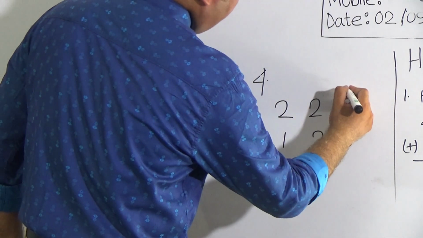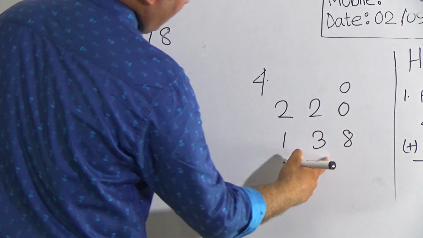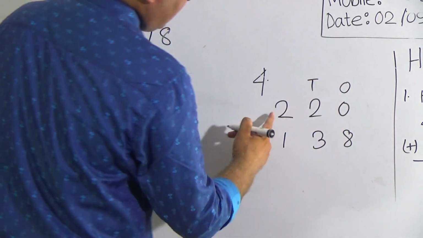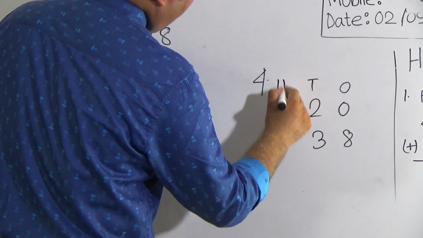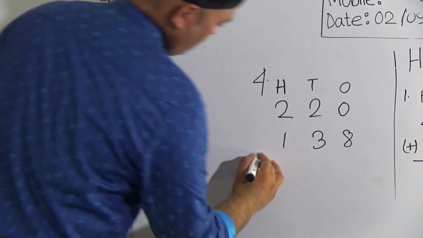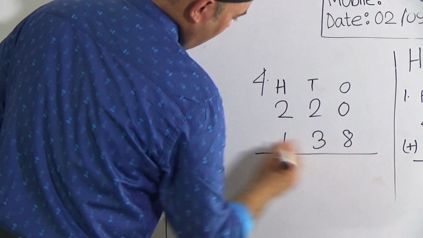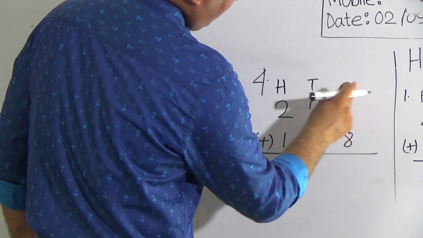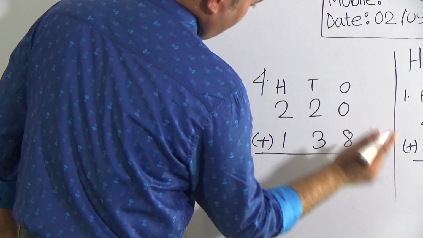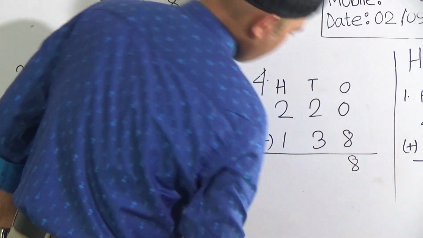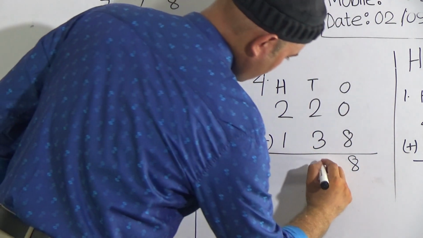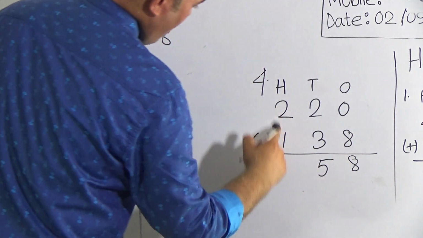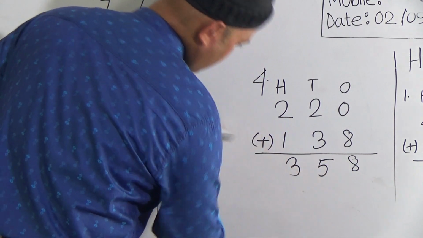And the last one: here the top number is 220 and the bottom number is 138. 0 and 8 are the 1's place digits, 2 and 3 are the 10's place digits, and 2 and 1 are the 100 place digits. In a similar way, we have to draw a line and put an addition sign and start from the 1's place. Here 0 and 8 will be 8. 2 and 3 will be 5. 2 and 1 will be 3.